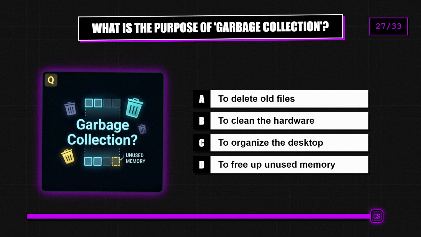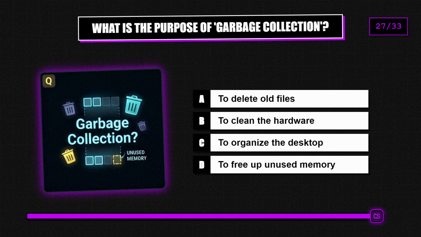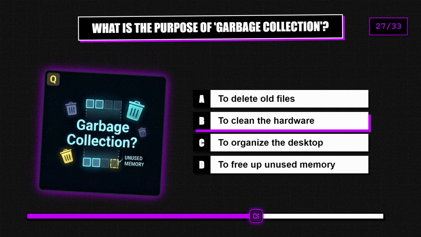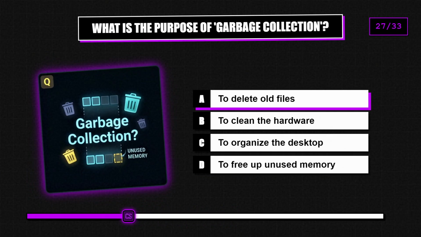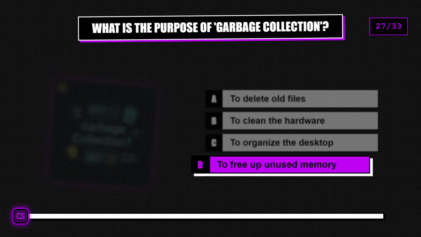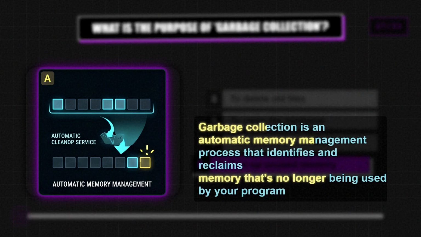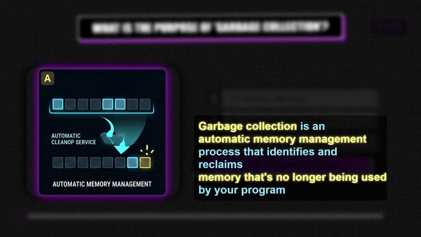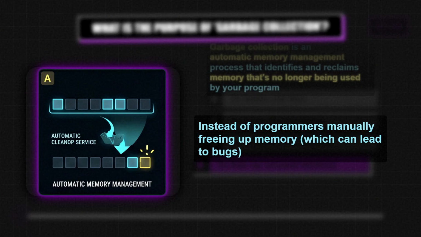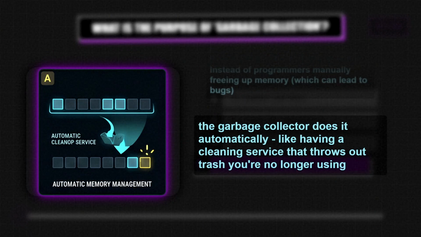What is the purpose of garbage collection? Garbage collection is an automatic memory management process that identifies and reclaims memory that's no longer being used by your program. Instead of programmers manually freeing up memory, which can lead to bugs, the garbage collector does it automatically, like having a cleaning service that throws out trash you're no longer using.